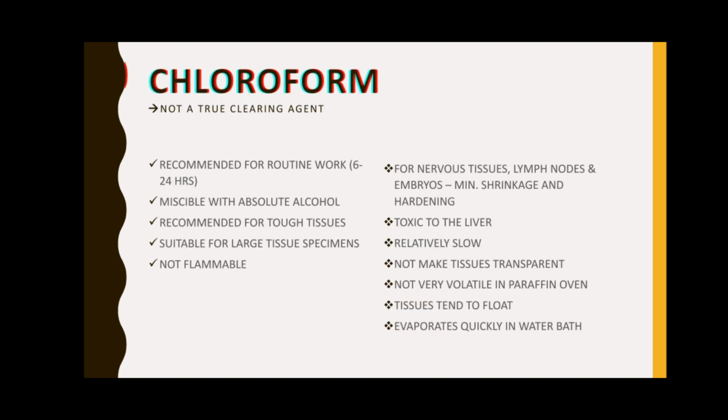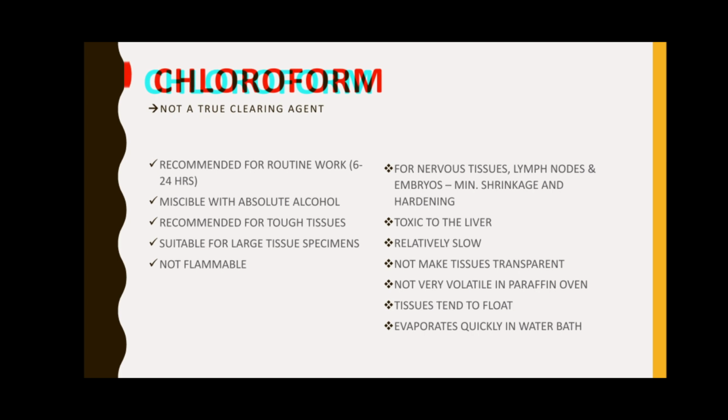This next clearing agent is termed as a not true clearing agent. When using chloroform for clearing of tissues during the embedding process, this one has a slower action compared to xylene but causes less brittleness. Thicker tissue blocks, even those up to 1 centimeter in thickness, can be processed. However, tissues placed in chloroform do not become translucent, hence the term not true clearing agent.